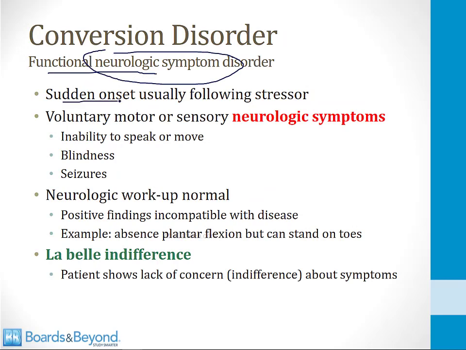This condition has a sudden onset, usually following a stressor. The stressor might be a divorce or the death of a loved one or an argument with a son or daughter. This type of traumatic psychologic stressor is what often leads to conversion disorder.